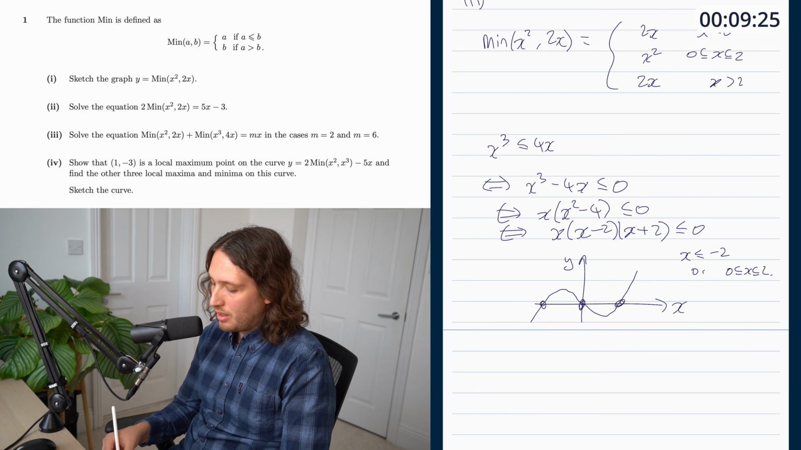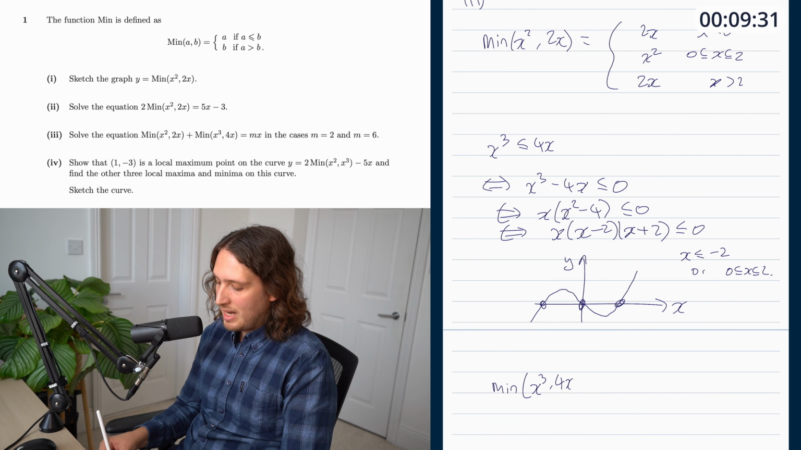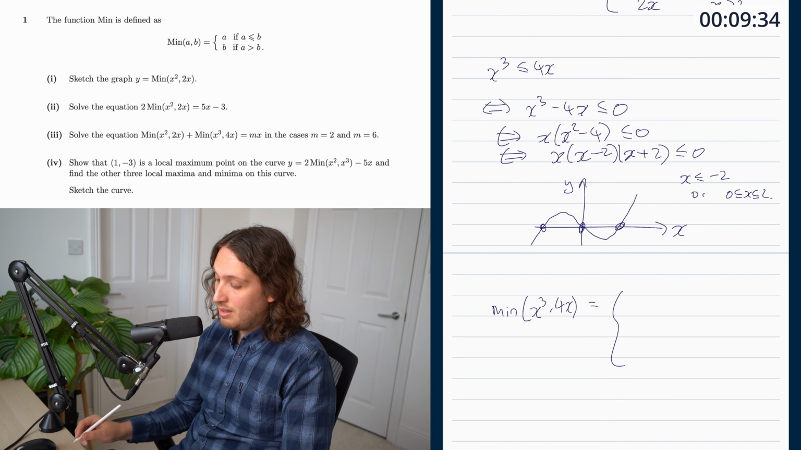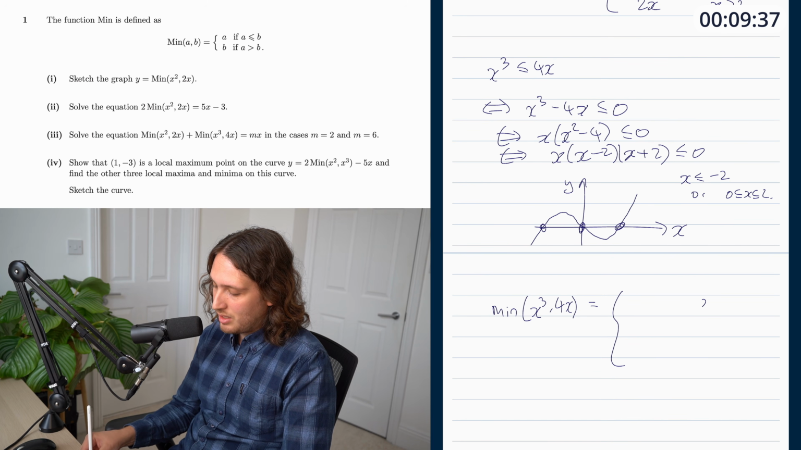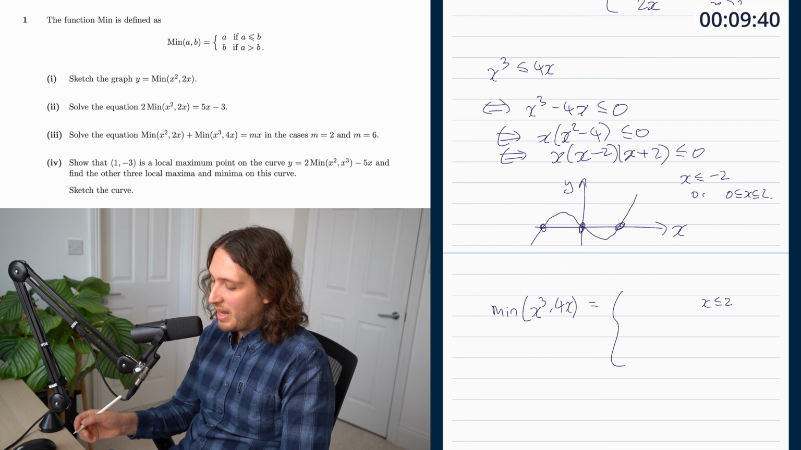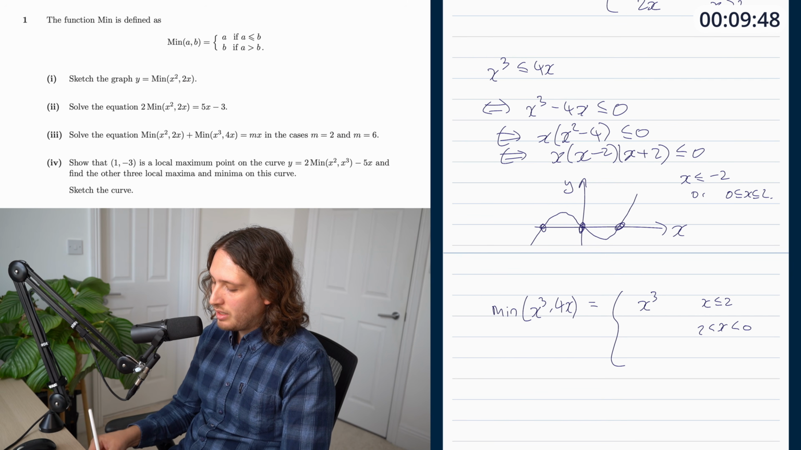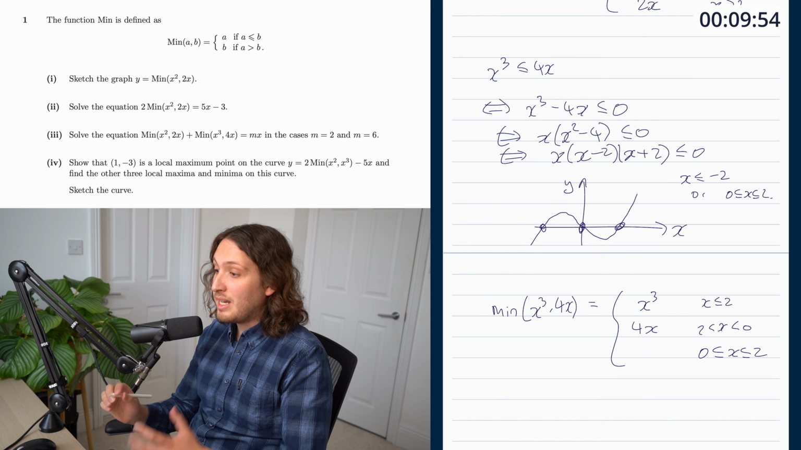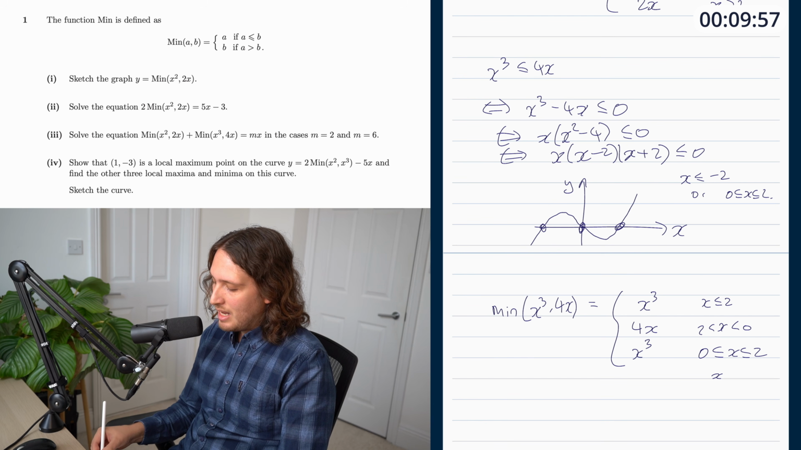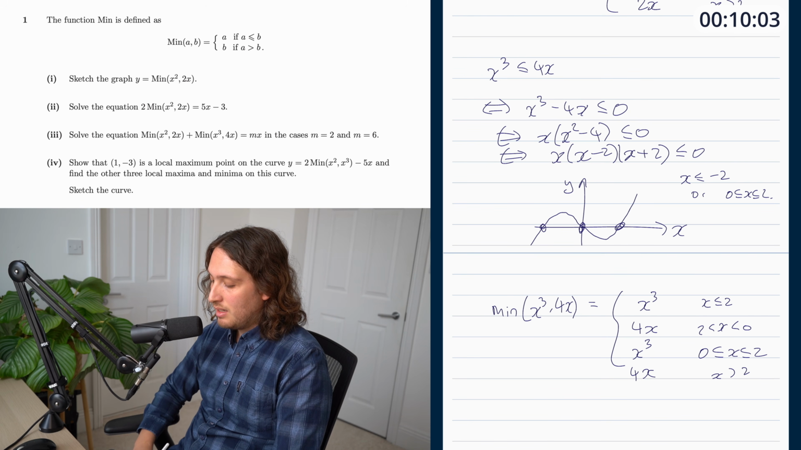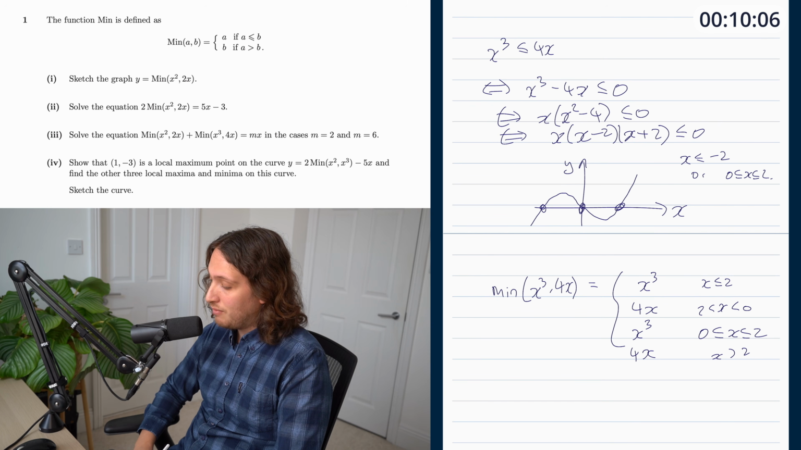Okay, so that means that the function min(x cubed, 4x) is equal to, well, when x is less than or equal to -2, my inequality is obeyed, so it's the x cubed that wins. Then from -2 up to 0, my inequality is not obeyed, so the 4x wins. Then from 0 up to 2, my inequality is obeyed, so the x cubed wins again. And then for x greater than 2, my inequality is disobeyed, so 4x wins. So I've got 4 cases there.